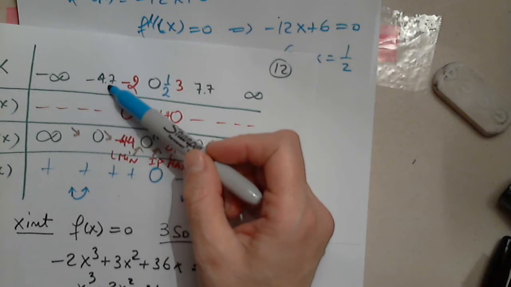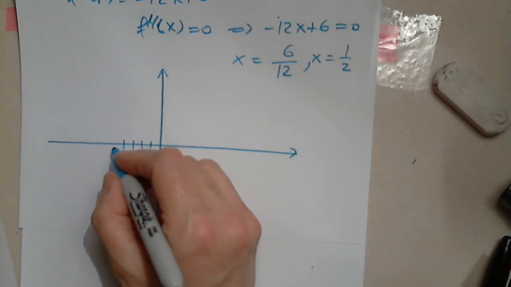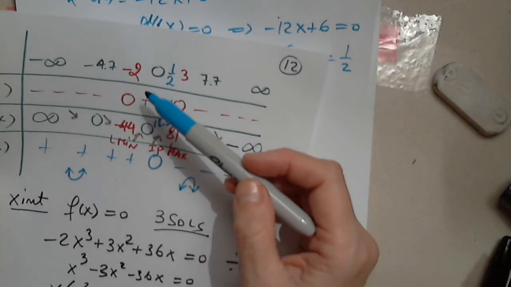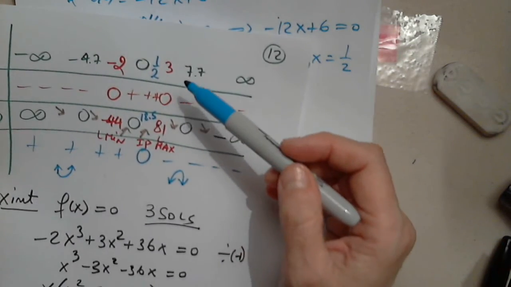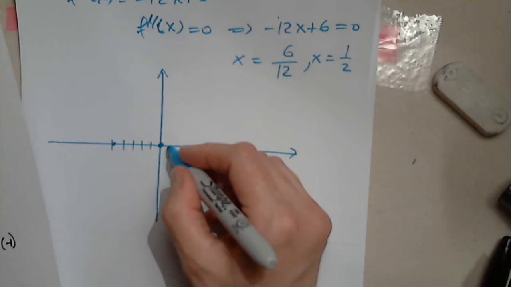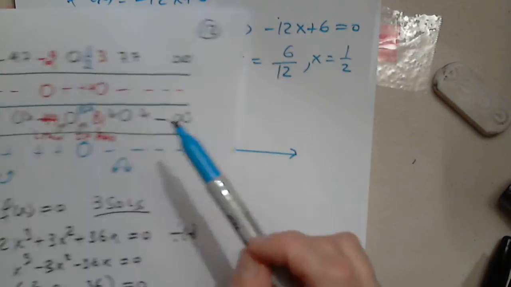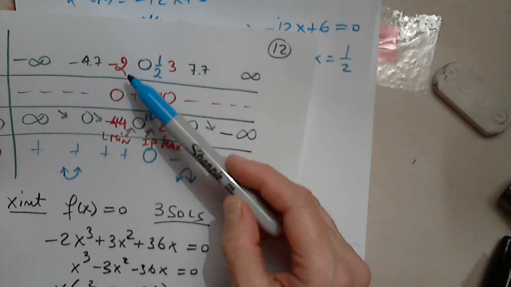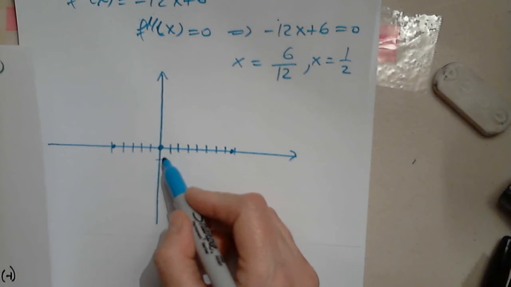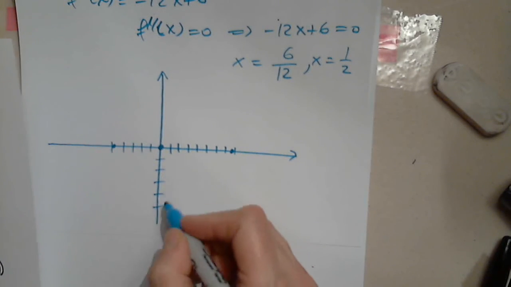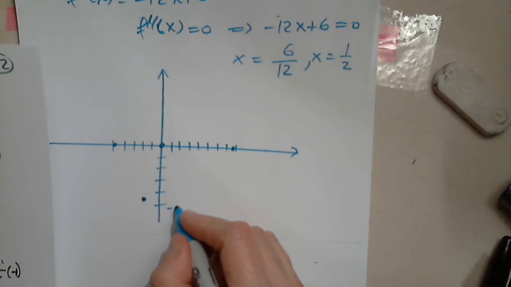So I'm going to plot negative 4.7, so roughly negative 5, 0. I'm going to plot 0, 0. I'm going to plot 7.7, roughly 8, 0. 1, 2, 3, 4, 5, 6, 7, 8. So I have the x-intercepts. Negative 2, negative 44. I'm going to say 10, 20, 30, 40, 50 is here. So this is negative 50.